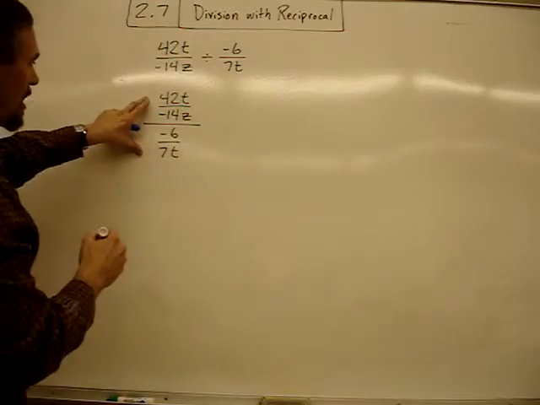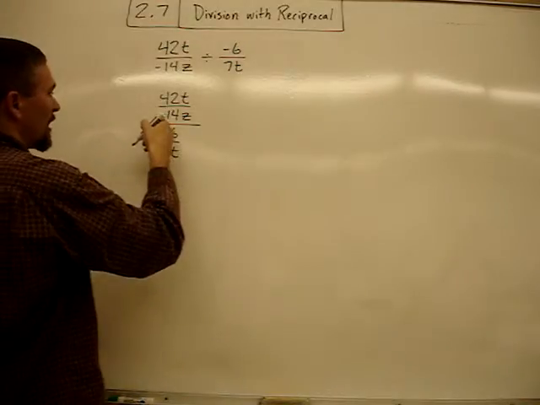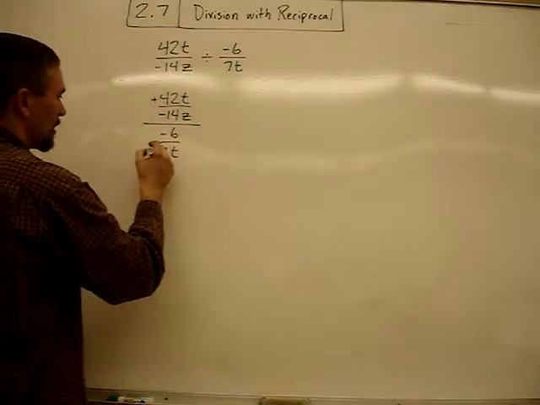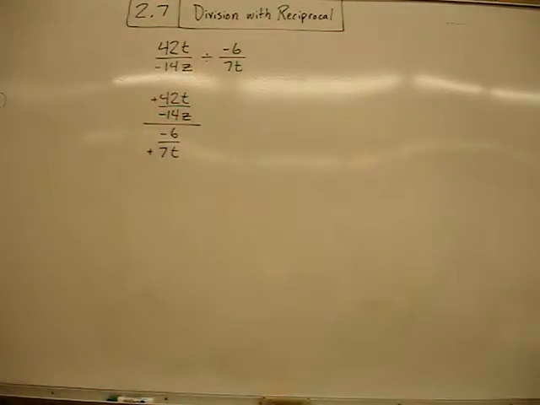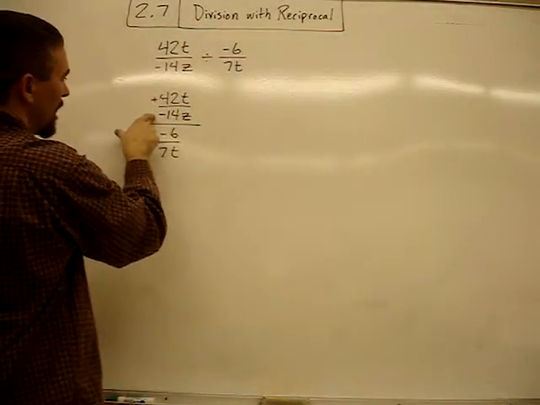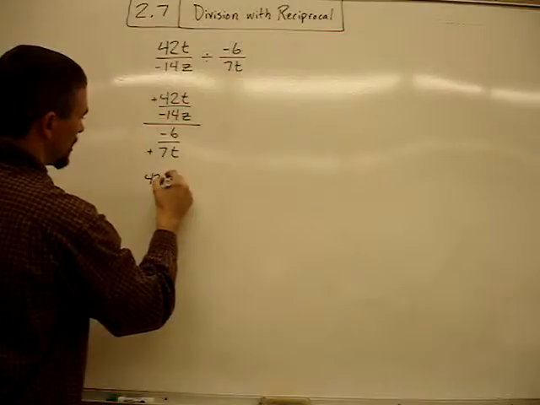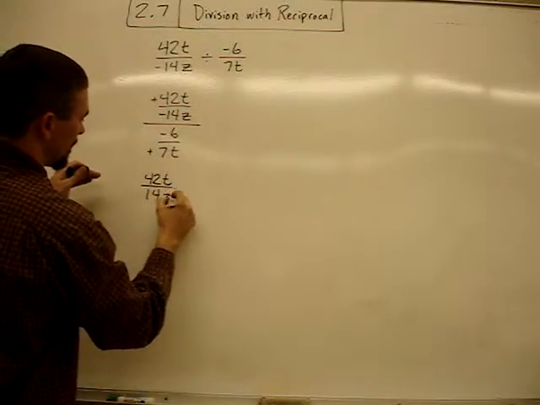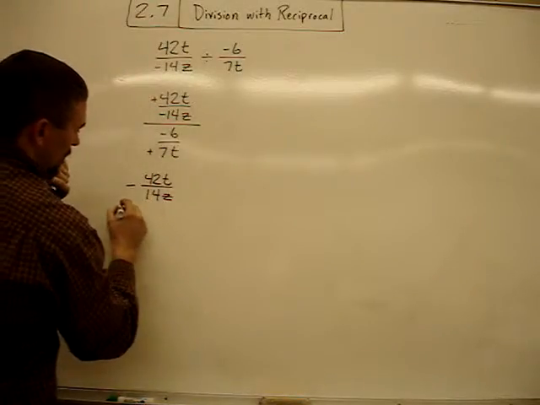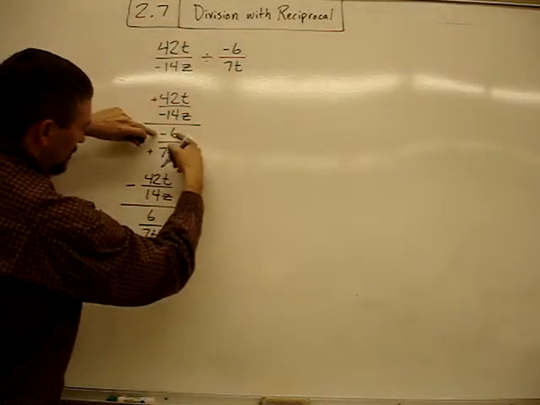Now, in this step here is when I have asked my students to deal with signs. So we've got a negative here and a positive. If there's not a sign in front of a number, we assume it's positive. We assume that one's positive. A positive and a negative make a negative. So I want to rewrite this 42t over 14z, where the positive and negative make this whole fraction negative. And that's over 6 over 7t, so I'm basically just copying that.